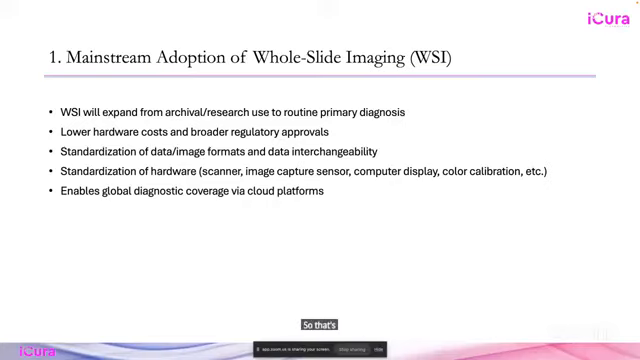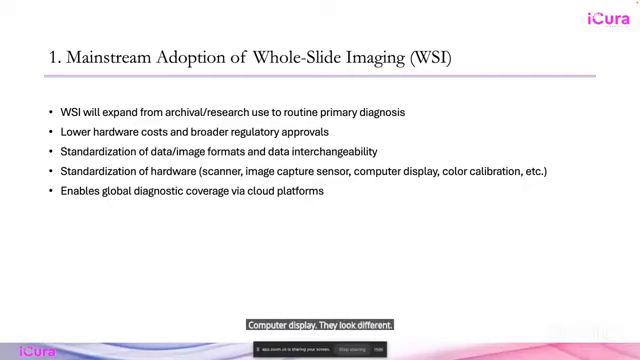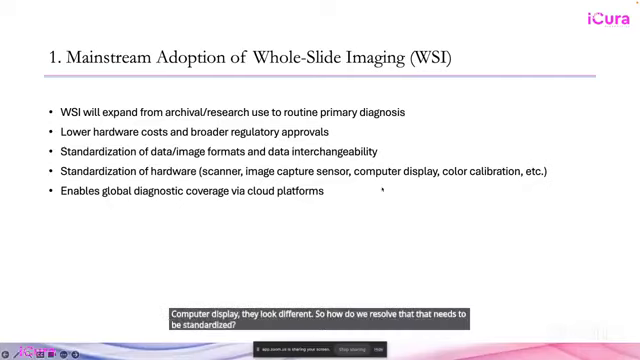So that's the same thing with scanners, right? The same slide scanned under different scanners and shown on the same computer display looks different. So how do we resolve that? That needs to be standardized. The same thing goes for computer displays.